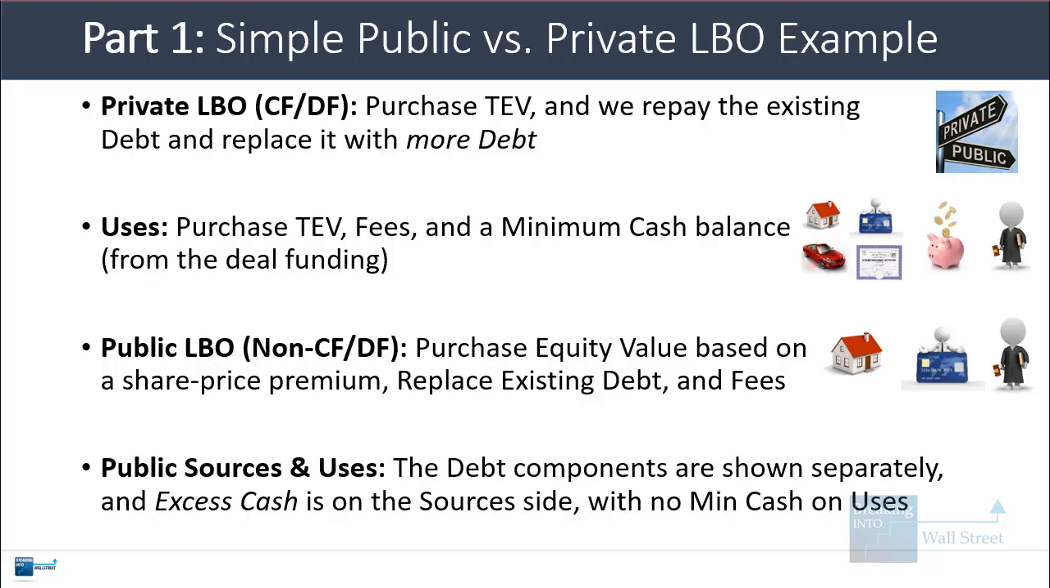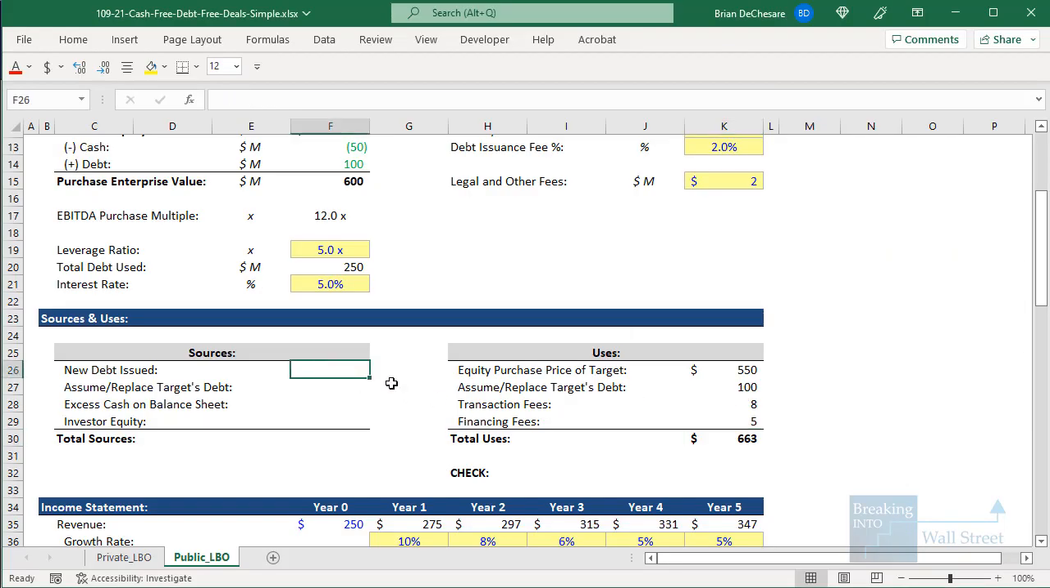And then on the sources side, the debt components are often shown separately. You'll have more categories of debt. You might show the assumed or replaced debt separately from the brand new debt that's put on the company. Excess cash also appears on the sources side, and there is no minimum cash shown on the uses side. So let's go in and take a look at this.